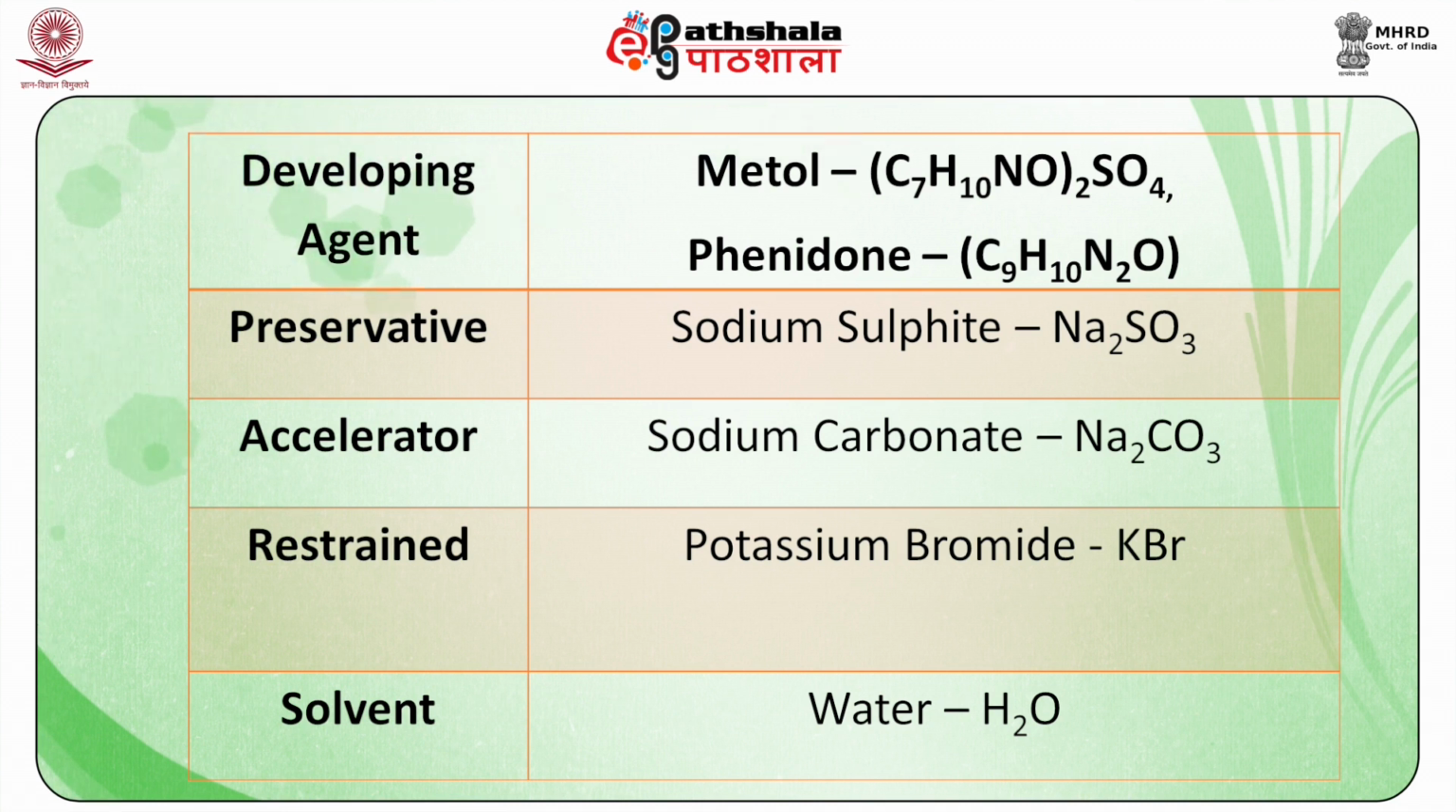Such as potassium bromide. Then is the solvent. All the chemicals described above are of solid form. So for homogeneous mixing, a solvent is required, which is generally water.